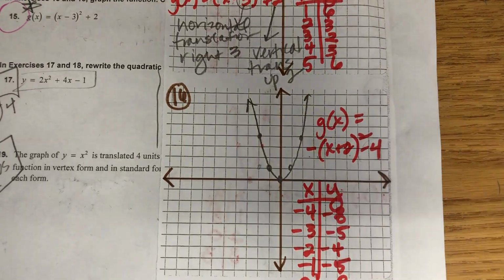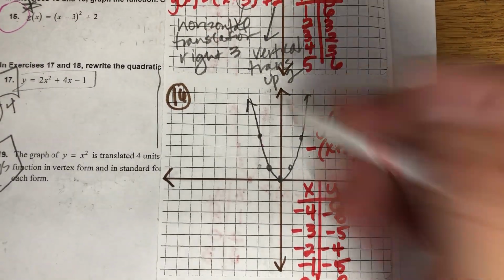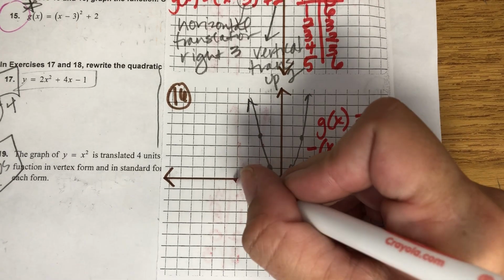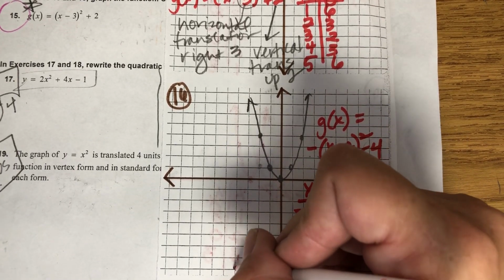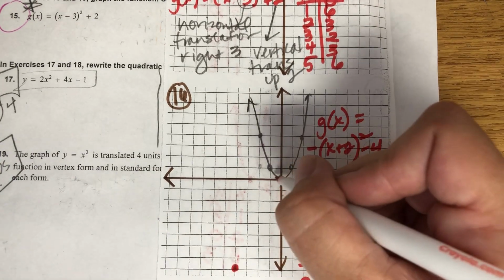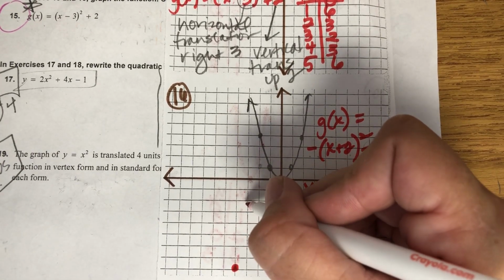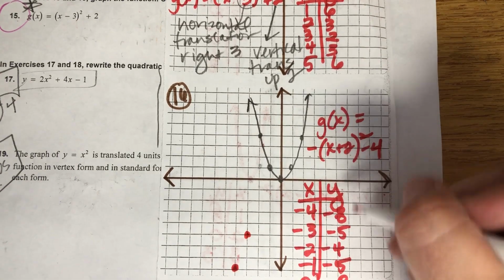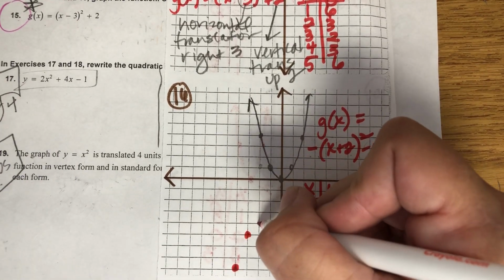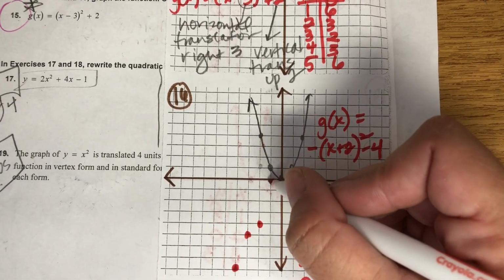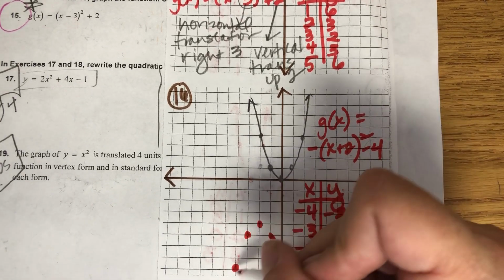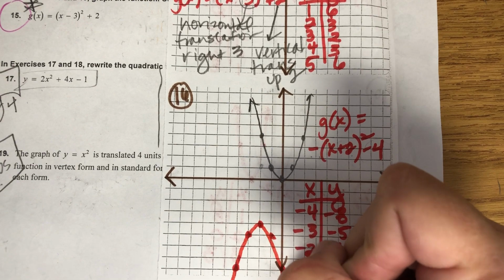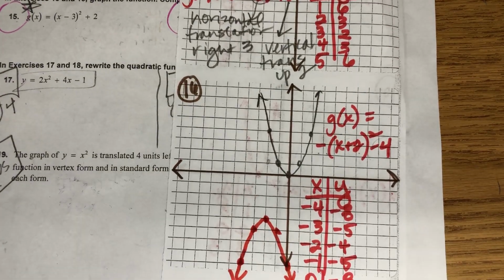So first things first, let me plot this. Negative 1, 2, 3, 4. Negative 1, 2, 3, 4, 5, 6, 7, 8. Negative 3 goes down to negative 5. Negative 2 goes down to negative 4. Negative 1 goes down to negative 5. 0 goes down to negative 8. Sure enough, what I expected to see is what's happening here.